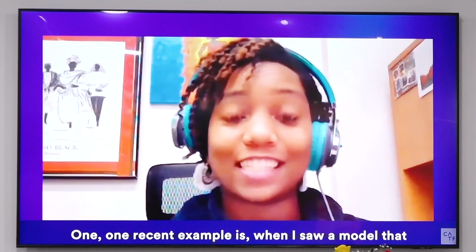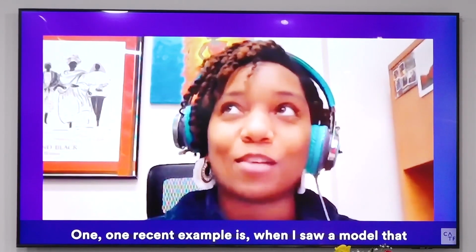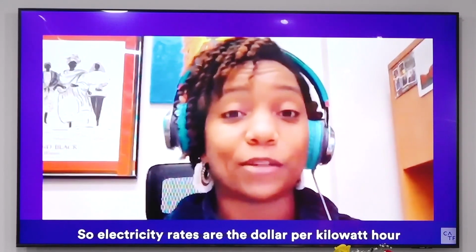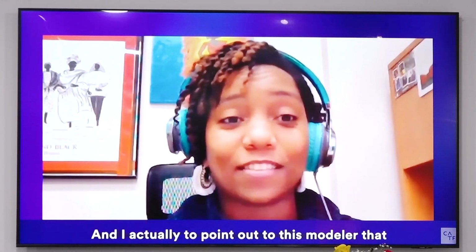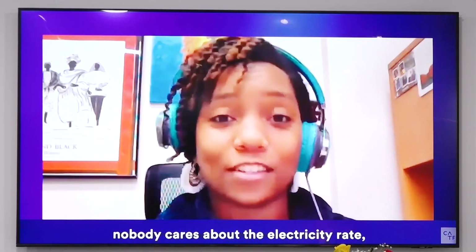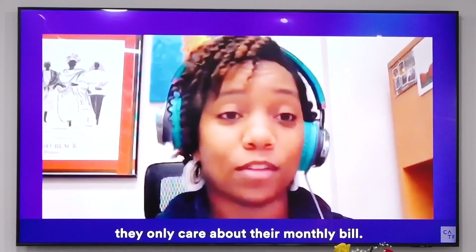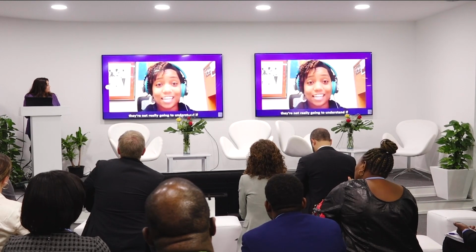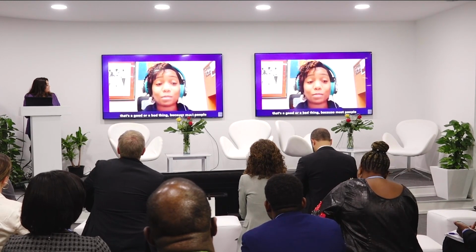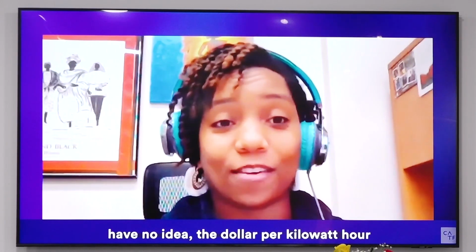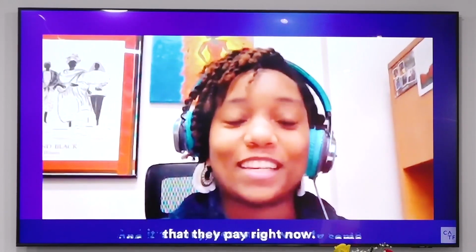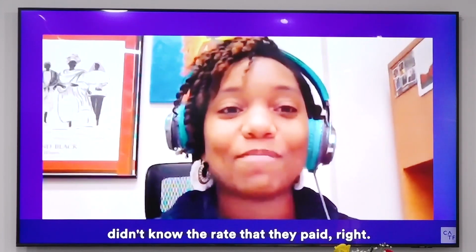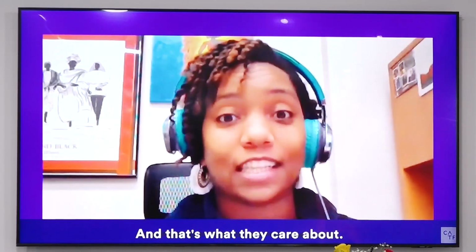One recent example is when I saw a model that was trying to estimate how electricity rates would change. So electricity rates are the dollar per kilowatt hour that people pay. And I actually had to point out to this modeler that nobody cares about the electricity rate. They only care about their monthly bill. So if you tell them what their electricity rate is, they're not really going to understand if that's a good or a bad thing, because most people have no idea the dollar per kilowatt hour that they pay right now. And it's funny because I went to some utility companies and even some of them didn't know the rate that they paid, right? But they do know how much their monthly bill costs, and that's what they care about.